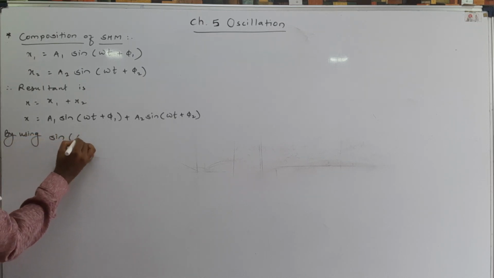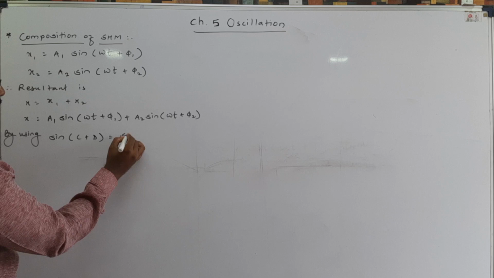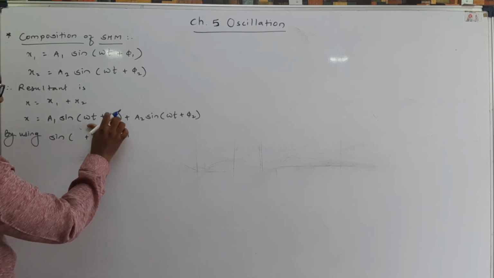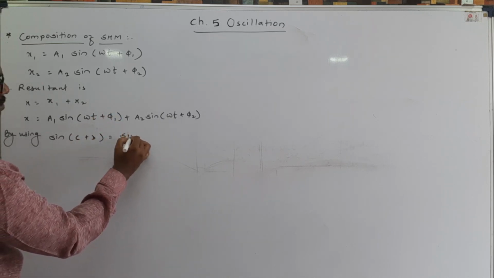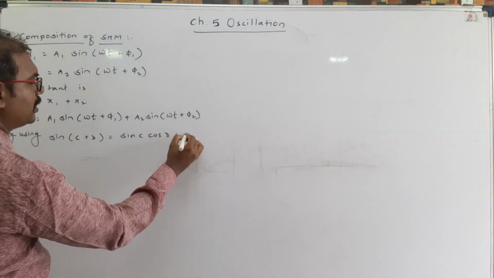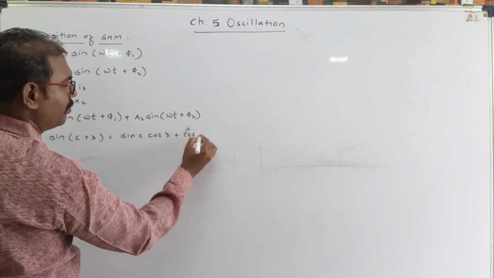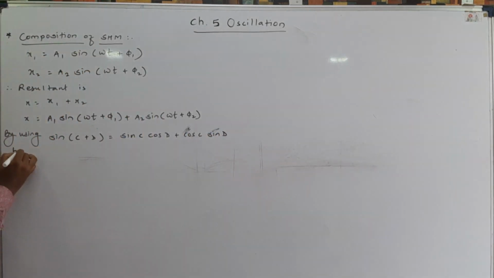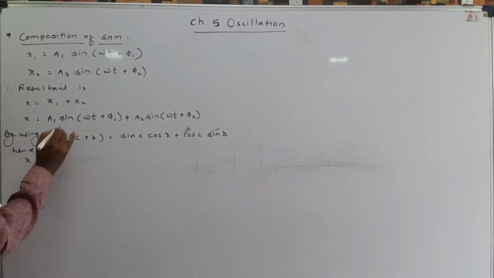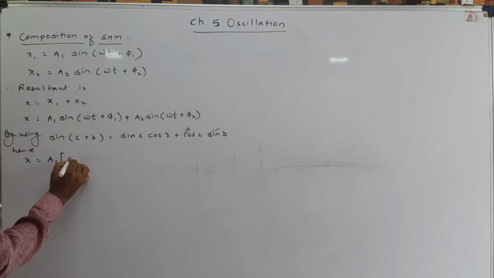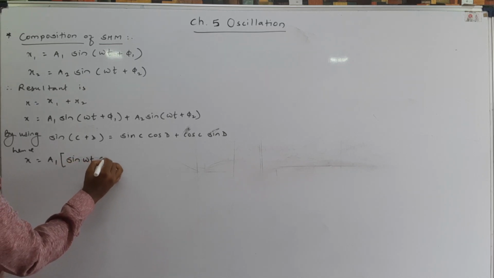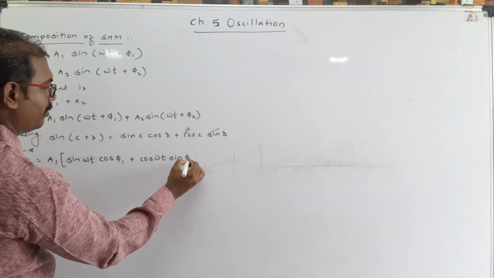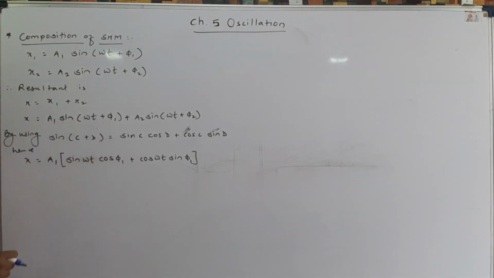By using the formula for sine of C plus D, that is sine C cos D plus cos C sine D, we can write X is equal to A1 as it is. This term I have to expand: sine omega t cos phi 1 plus cos omega t sine phi 1. So, this is the expansion of this bracket.